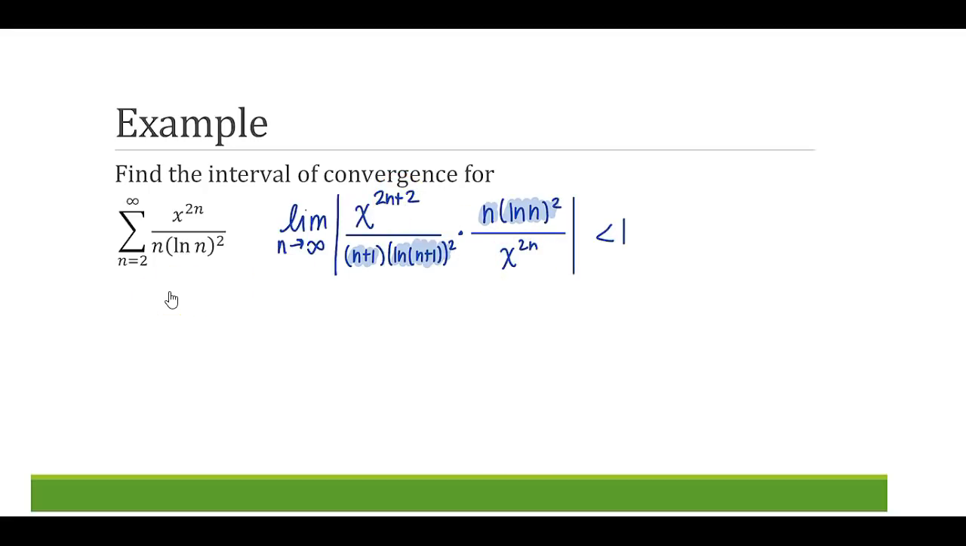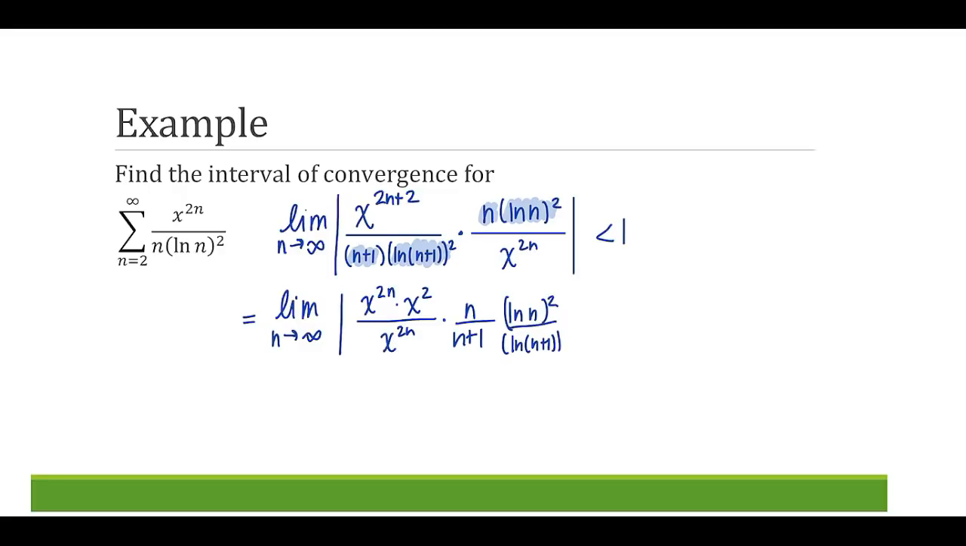So in other words, we have the limit as n approaches infinity of x to the 2n times x squared, if I'm splitting it up, and then x to the 2n on the bottom, and then the n over n plus 1 part, that's going to go to 1, the natural log of n squared and the natural log of n plus 1 squared, all that's going to go to 1. So here, if I evaluate the limit, because x to the 2n and x to the 2n cancel, I'm just going to have the absolute value of x squared is less than 1.